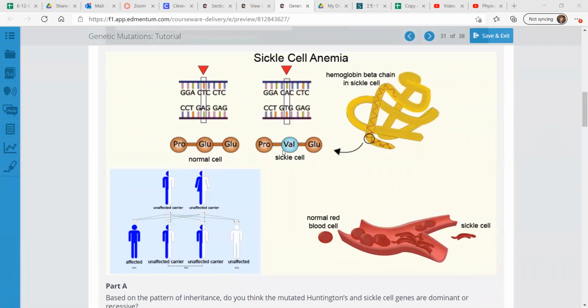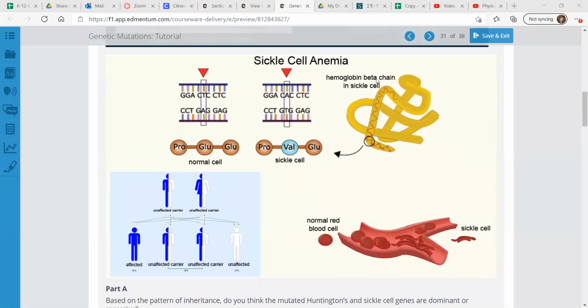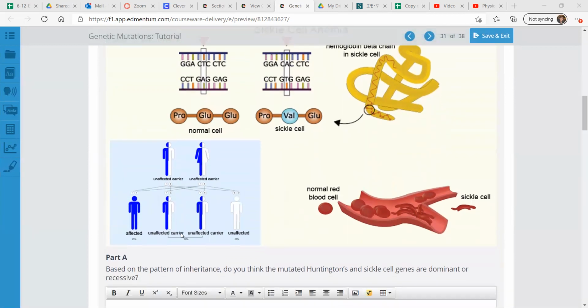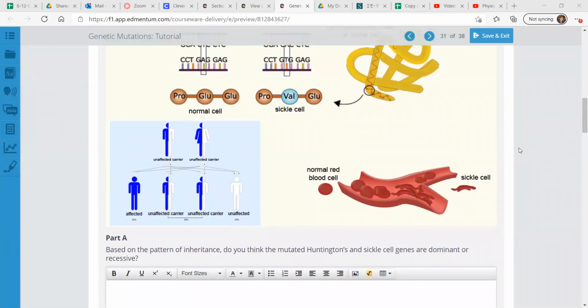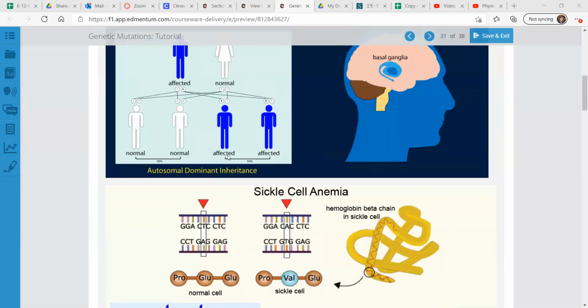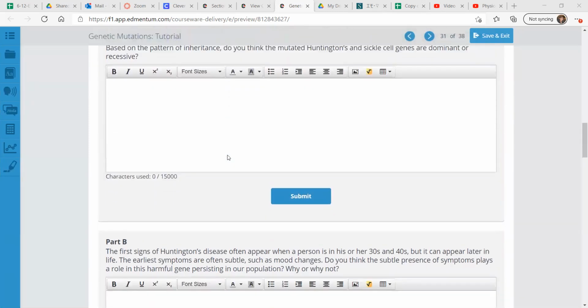And then on this one, we have sickle cell anemia. And this shows how that is inherited. Hemoglobin beta chain in sickle cell, normal cell. Here's a sickle cell, normal red blood cell shape. And this is a sickle cell blood shape. So way less surface area. And this is how it's inherited. An unaffected carrier, unaffected carrier. So there's a 25% chance versus this 50% chance of affected.